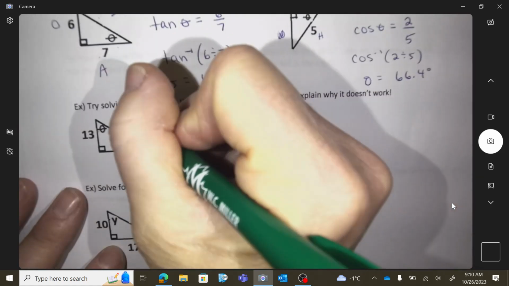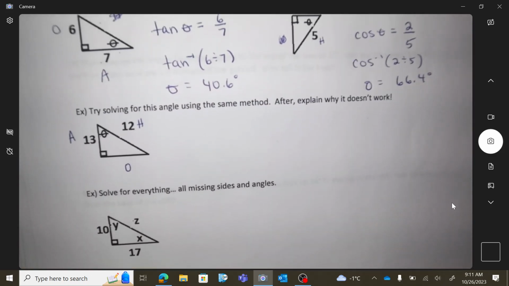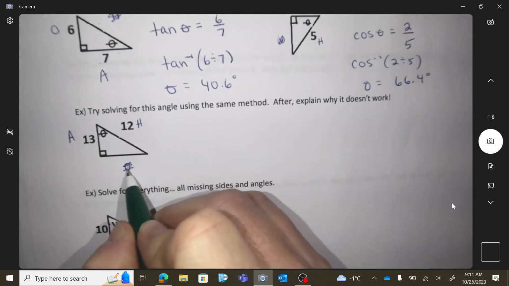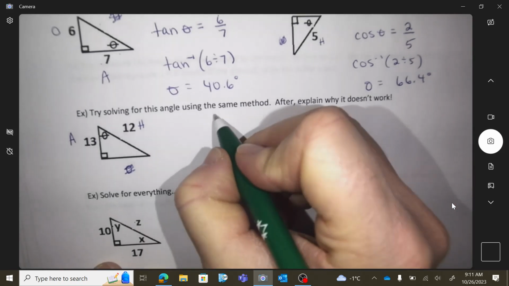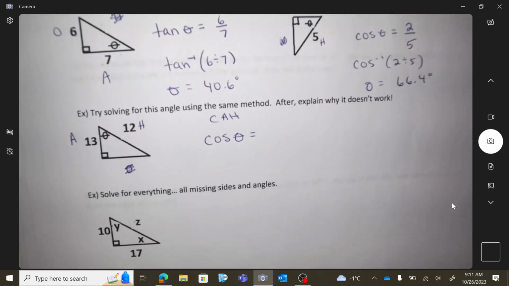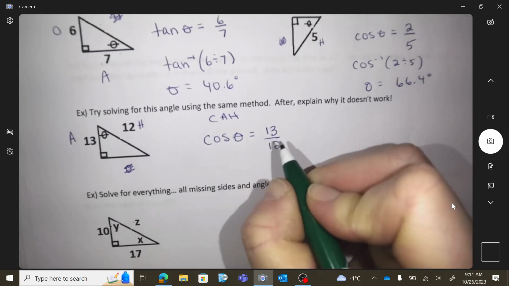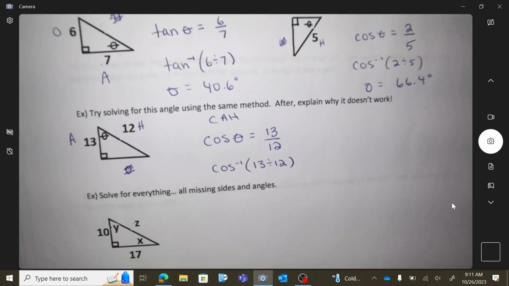Here we go. There's an H here, O at the bottom, A on the side. And I'm going to scratch off the O. So that leaves me with the CAH match. So I'm working with cosine. So the cos of this angle equals A over H. Cos inverse that fraction.